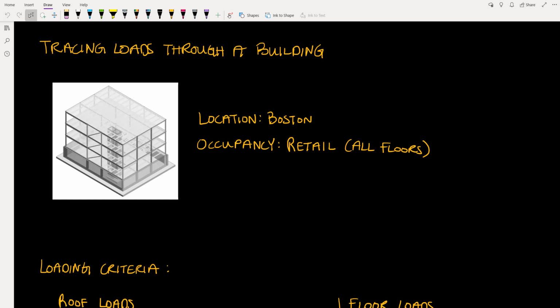Okay, now that we have covered the types of loads that buildings are designed for, and talked a little bit about the general process of designing a structural system, I wanted to dive deeper into how structural engineers actually trace loads through a building. And this example is going to go into specifically how we trace loads from beams to girders into columns.